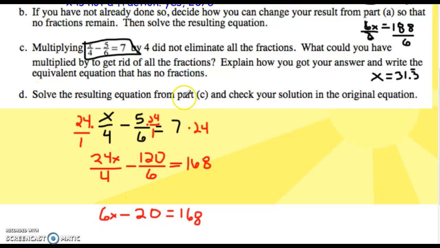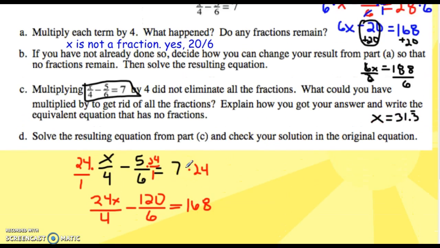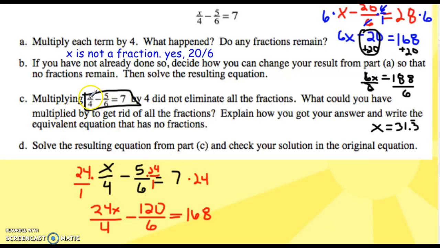It says solve the resulting equation from part C, so we did that, and we got 31.3 repeating, and check your solution in the original equation. So I'm going to exchange 31.3 for x, and then solve to see if it equals 7. So I'm going to pause the video and rewrite 31.3 as my x, and then we're going to solve it together. So pause the video and rewrite that, please.